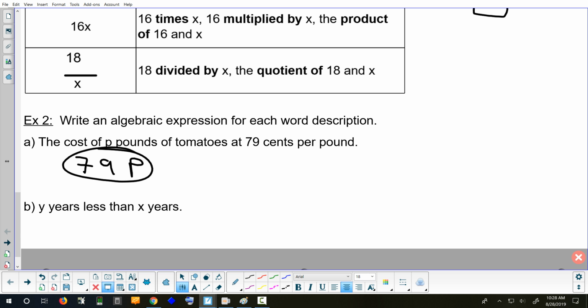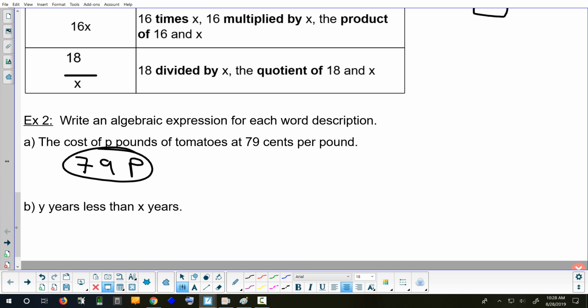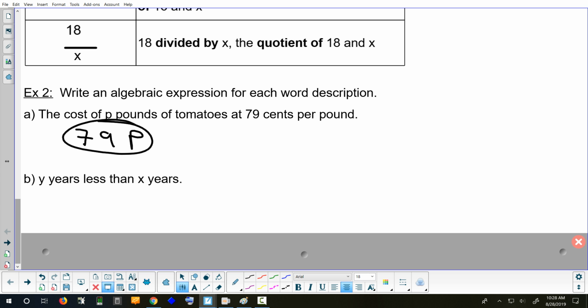How about this one? I'm not worried about the order yet. I just want to know what operation. Y years less than X years. What operation are we going to use? Joe? Minus X. Okay, I agree with minus.